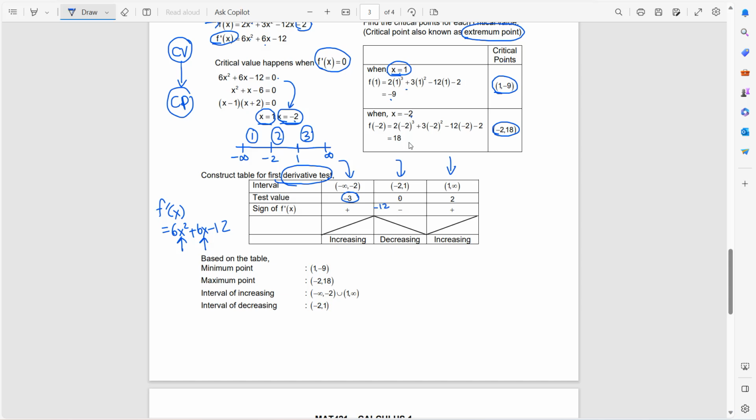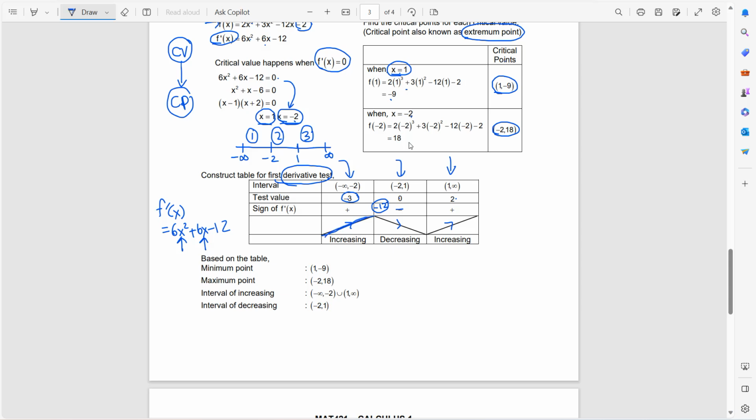Because the answer is negative 12, we just take negative. And this one you substitute here, you should get positive something, then you just take the sign. We already know that positive sign is increasing, negative sign is decreasing, and this one is increasing. So based on this, we can identify which one is a minimum and which is a maximum.